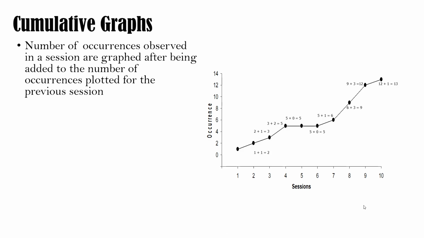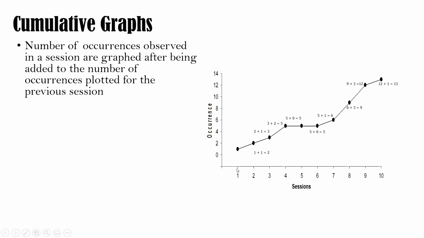Cumulative graphs are really similar to line graphs in that your x-axis is still going to signify time, so sessions, days, dates, and your y-axis is still going to signify the target behavior and the type of data that you're collecting, so frequency, rate, percentage, things like that. You're still going to have data points in your data paths. What's different with cumulative graphs is that the number of occurrences that you observe in a session are graphed after being added to the occurrences that have been graphed on the previous session.